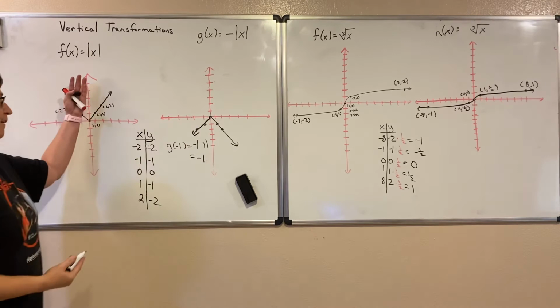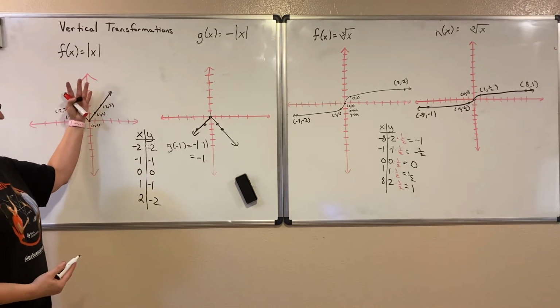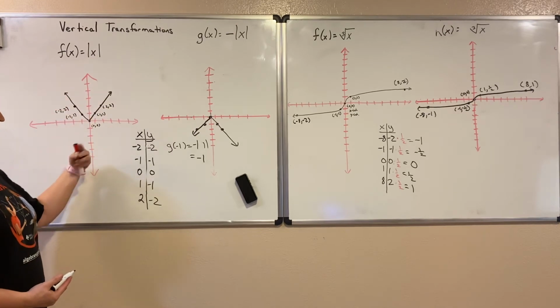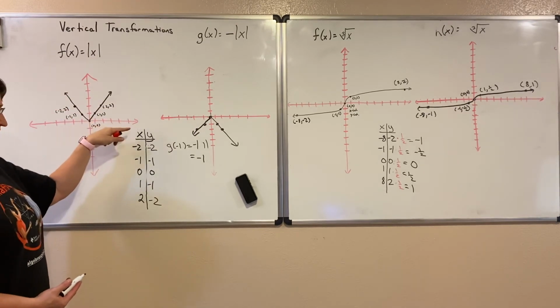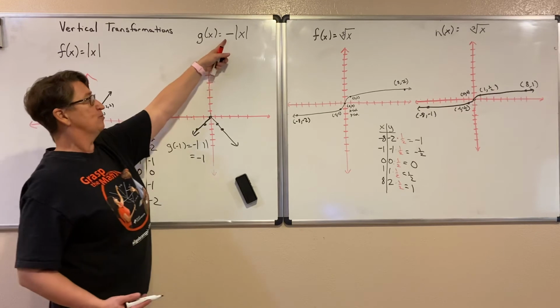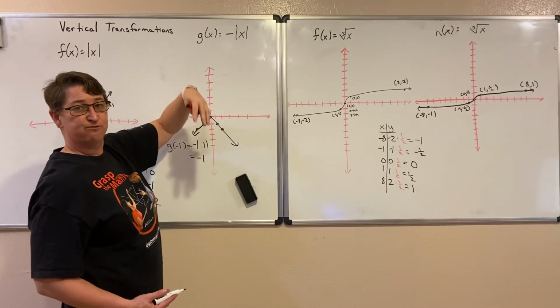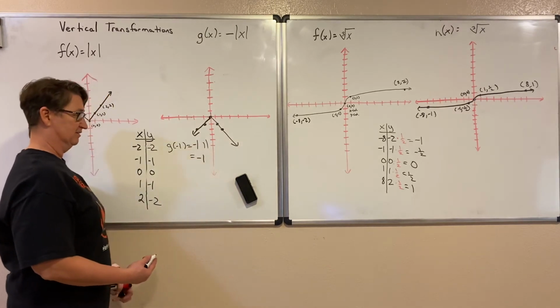And notice what happened to our parent: it just took it and flipped it vertically. It reflected it over the x-axis. So when we multiply our parent functions by a negative, it just takes and reflects it over the x-axis.